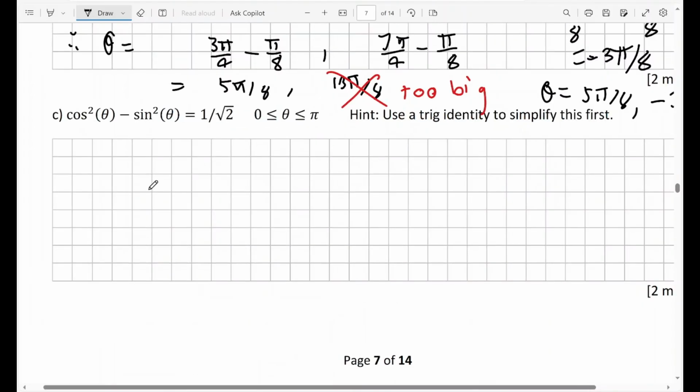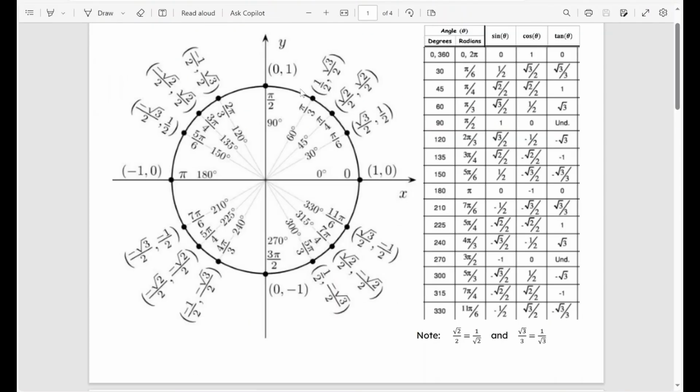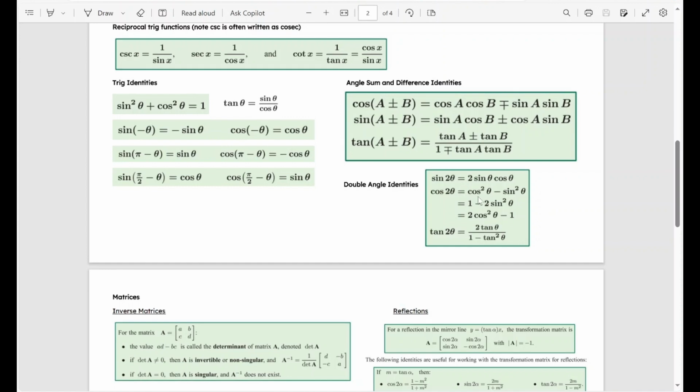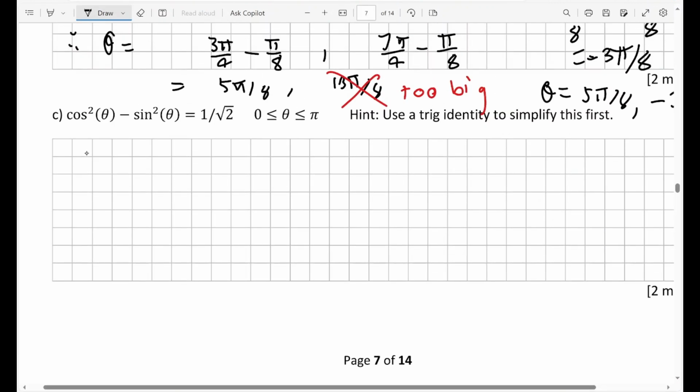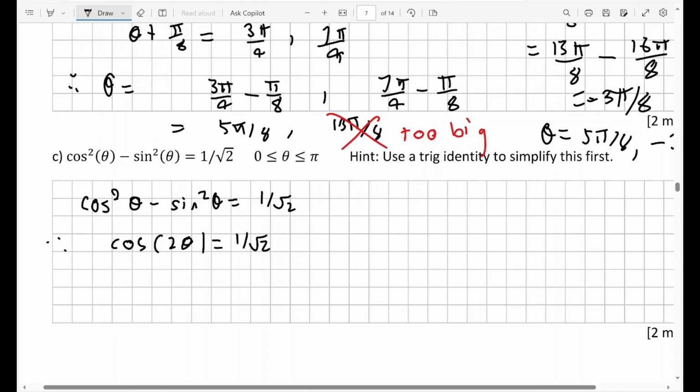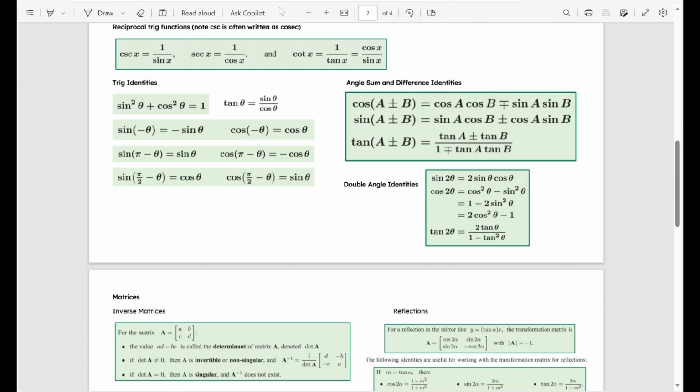We need to use a trig identity first to simplify it. Cos squared take sine squared, there it is, cos of 2 theta. So we'll do that. So cos squared theta take sine squared theta equals 1 over root 2. Therefore, cos of 2 theta equals 1 over root 2. So we need to look for where the cos is 1 over root 2.